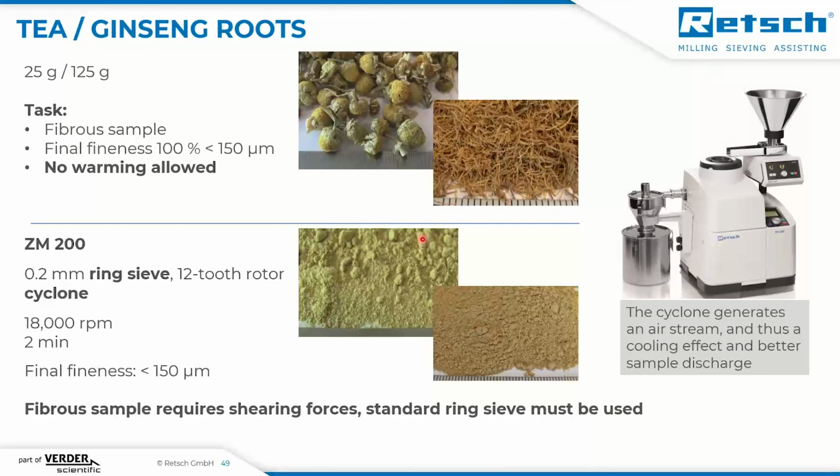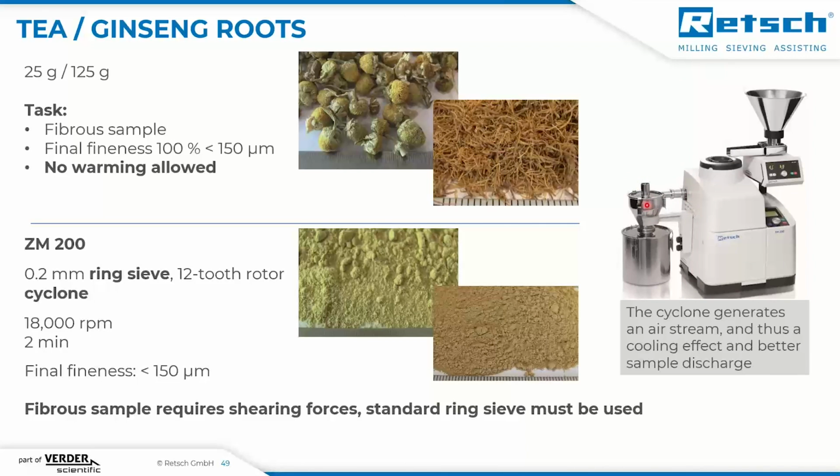A typical example for the ZM200 is tea or ginseng roots, which are fiber samples, and here the requirement was very fine fineness and no warming allowed. So we use the fully equipped ZM200 with the cyclone system. Cyclone here, imagine you attach a vacuum cleaner over here, and then it generates an airstream through the grinding chamber, through the grinding cassette, and here to the cyclone.